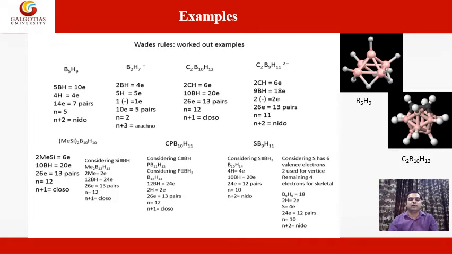So the total number of electrons is equal to 10 electrons. That means it is equal to 5 pairs, because in 1 electron pair we have 2 electrons. That's why it is giving the 5 pairs.